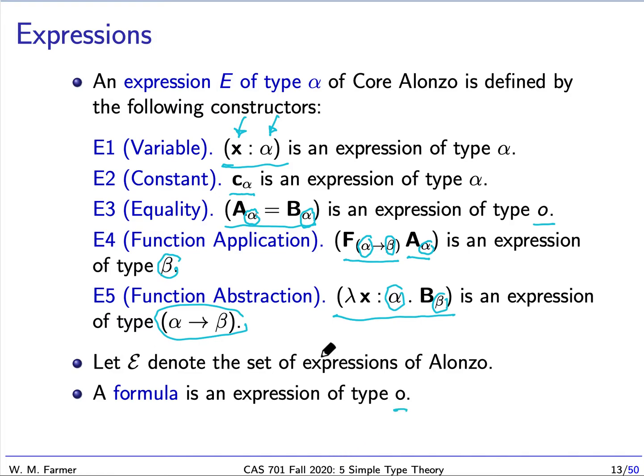Now, one thing to notice here is that we have only 5 kinds of expressions. This seems rather meager to be able to express many, many different ideas in logic. Notice that there's no Boolean operators. There's no quantifiers. We will be able to define these in terms of these 5 kinds of expressions. And notice that what we're really doing is we have variables and constants, but the only other concepts we have are equality, function application, and function abstraction.